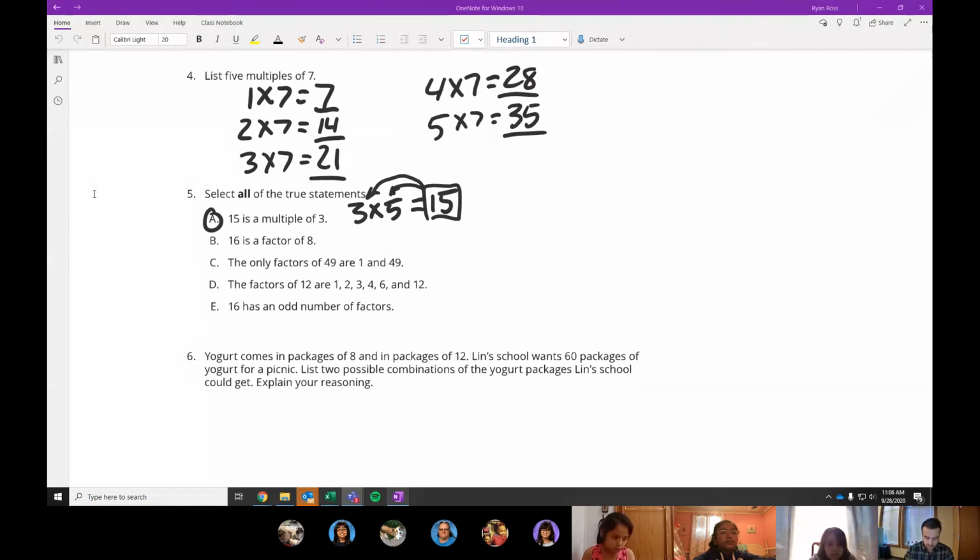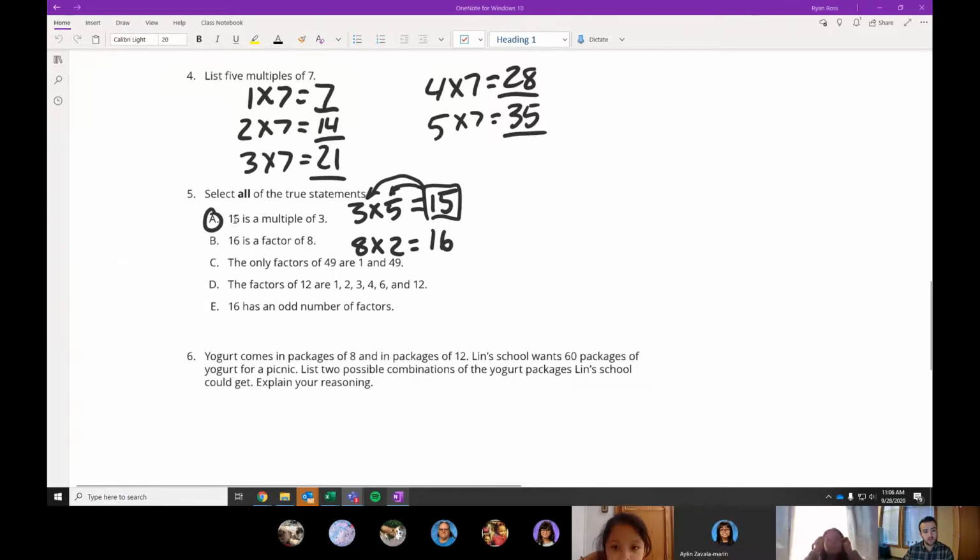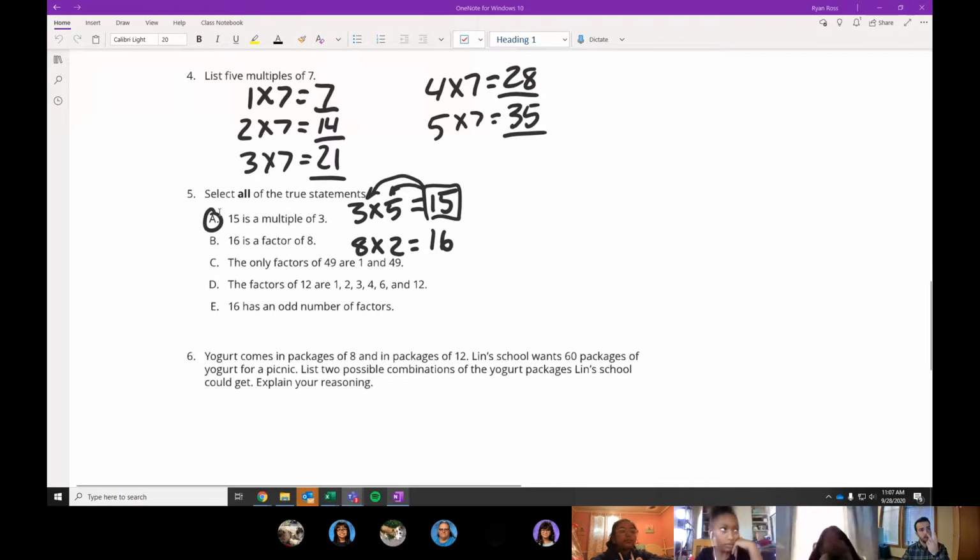Okay, looking at B, 16 is a factor of 8. Well, let's look at this. 8 times 2 is 16. But the way that this is wording it is saying that 16 is a factor of 8, which is actually backwards, right? Looking at A, that we said was true, 15 is a multiple of 3. 16 would not be a factor of 8, it would be a multiple of 8, because we can skip count by 8 or multiply 8 by a number and get 16. So if factor was changed to multiple, it would be true, or if 16 and 8 were flip-flopped, then it would be true. But the way it's set up right now is false, so we'd leave it unmarked.